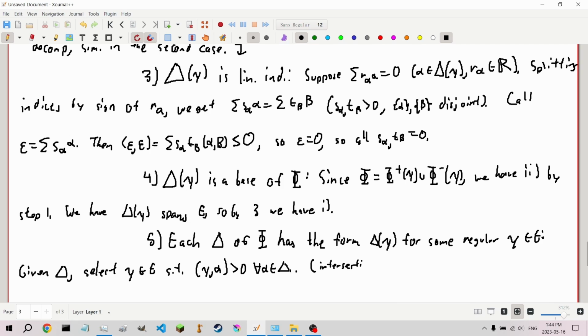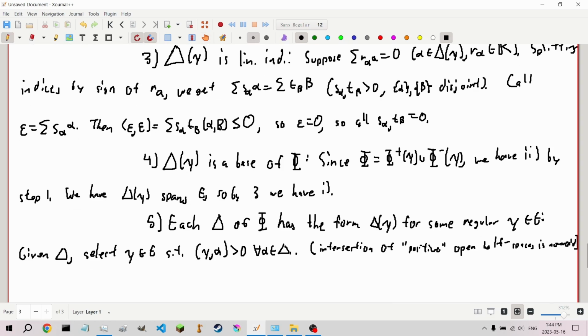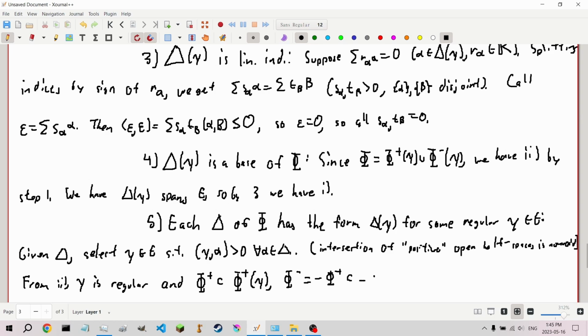Given that the intersection of positive open half spaces is non-void under the conditions we have, from axiom 2 of the bases, we have that gamma is regular, and phi positive is contained within phi positive of gamma, and phi negative, which is equal to negative phi positive, is contained within negative phi positive of gamma.